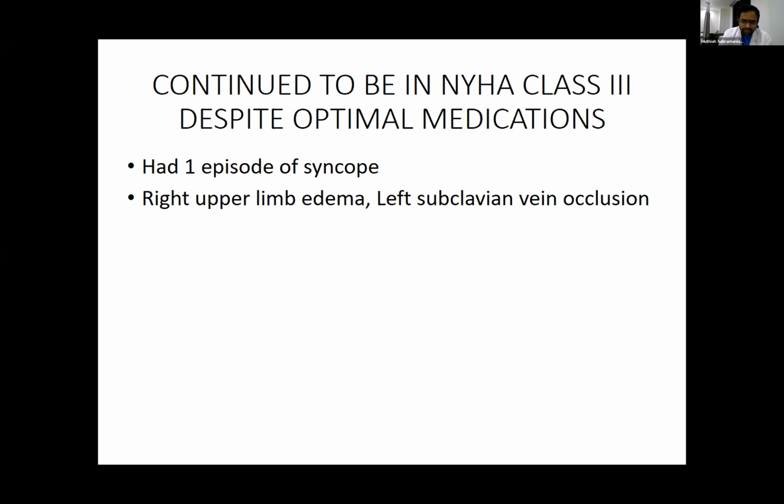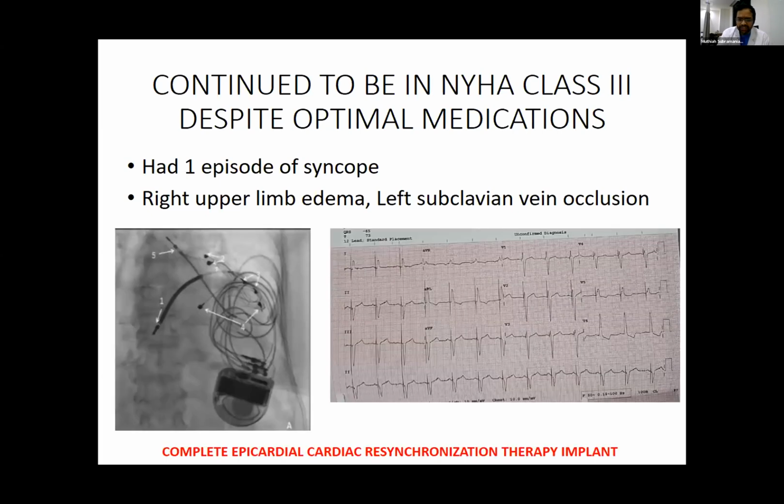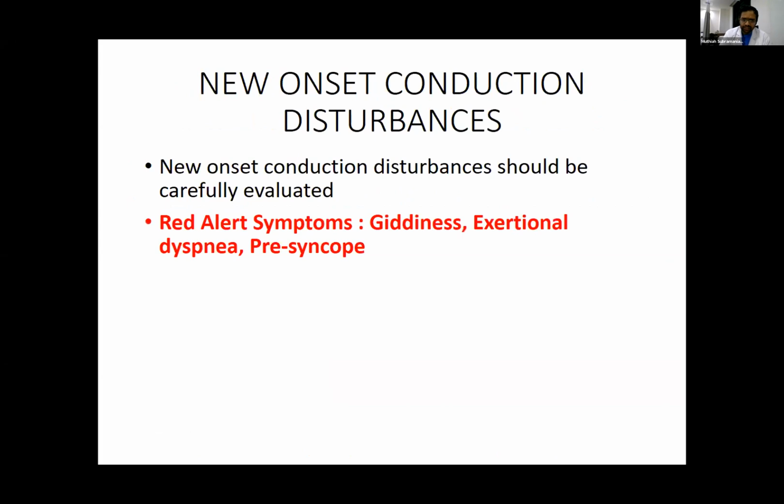And the problem here was she had a right upper limb edema, and the left subclavian vein was occluded. So we did implant a cardiac resynchronization therapy for her. I'm not going to go into this, but this was the end course of this patient per se. But the main thing I wanted to get to is, when you see a patient post-chemotherapy with new onset conduction disturbances, a few things need to be evaluated.